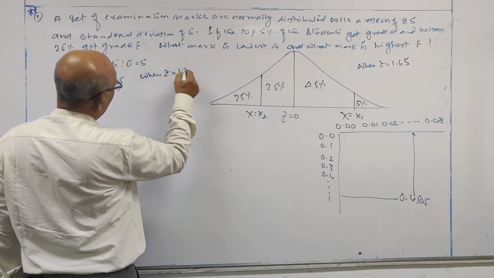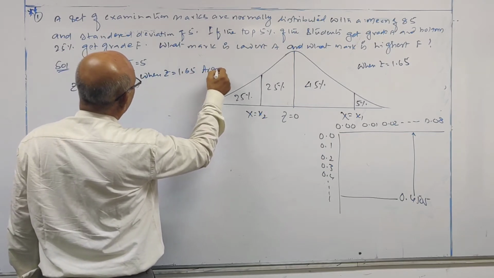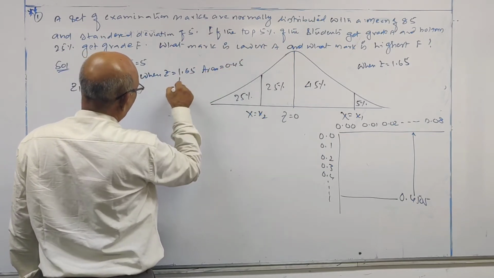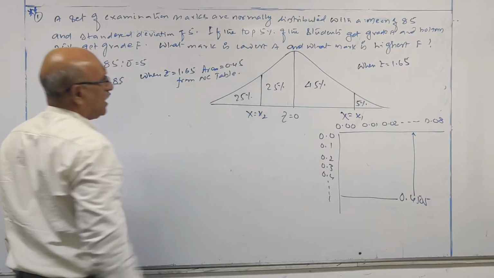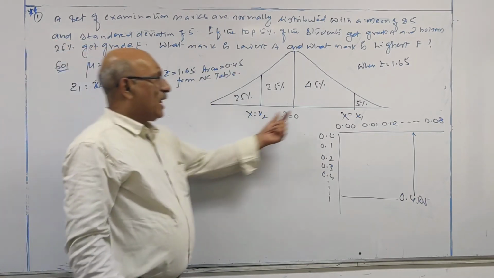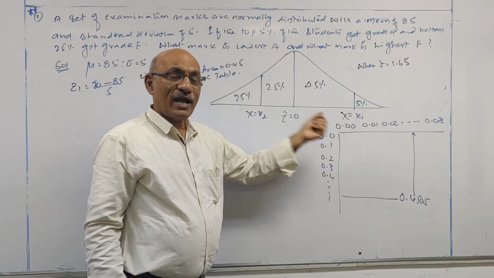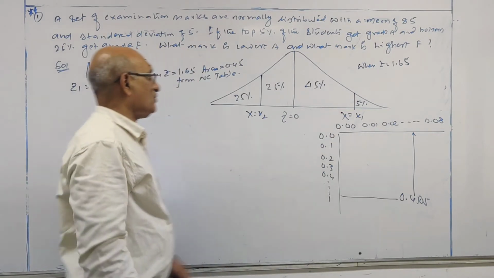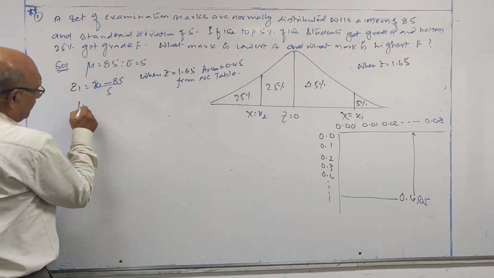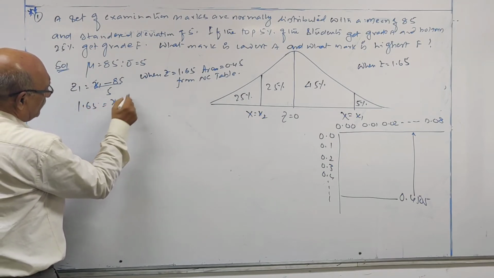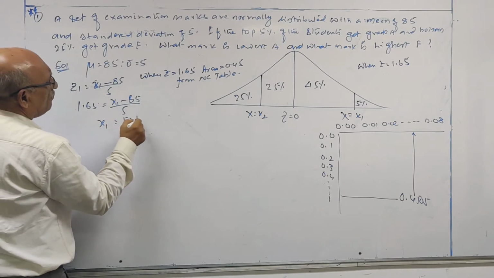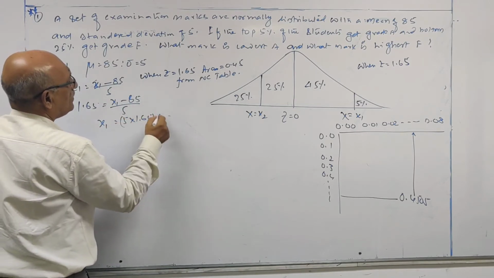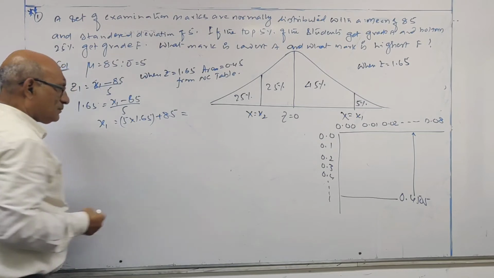When z is equal to 1.65, the area is equal to 0.45 from the normal curve table, and it is on the right hand side. So the calculated value of z is positive. 1.65 is equal to (x1 minus 85) by 5. x1 is equal to 5 into 1.65 plus 85.